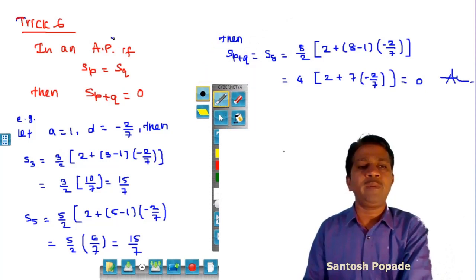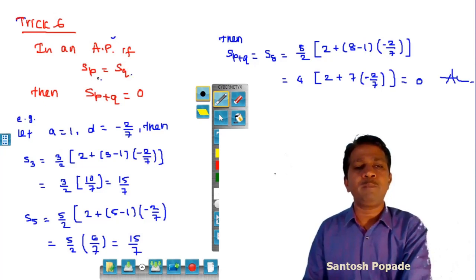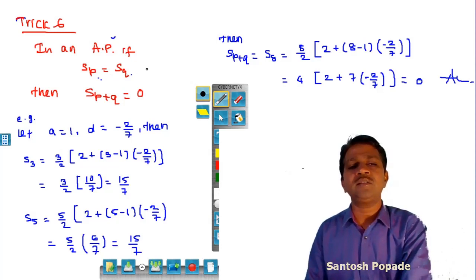Again we have an AP and it is given that Sp equals Sq, that is, the sum of p terms of the AP and the sum of q terms of the AP are the same.